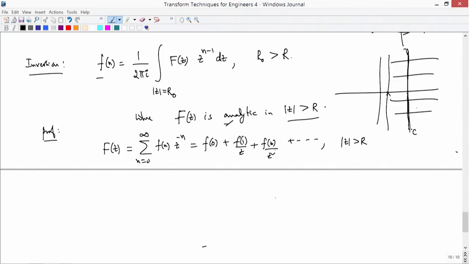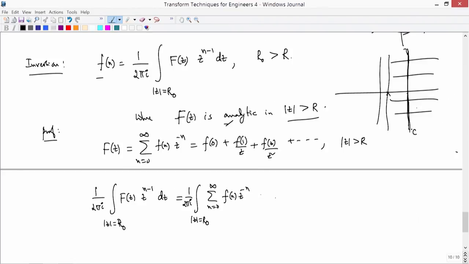Because f of z is the z transform, which is valid here, you multiply both sides by 1 over 2 pi i times f of z, and integrate over mod z equal to r naught, with z power n minus 1 dz. You multiply both sides as required. On the right hand side also you can do term by term: 1 by 2 pi i times the integral over mod z equal to r naught, with sigma f n z power minus n, n from 0 to infinity, into z power n minus 1 dz.